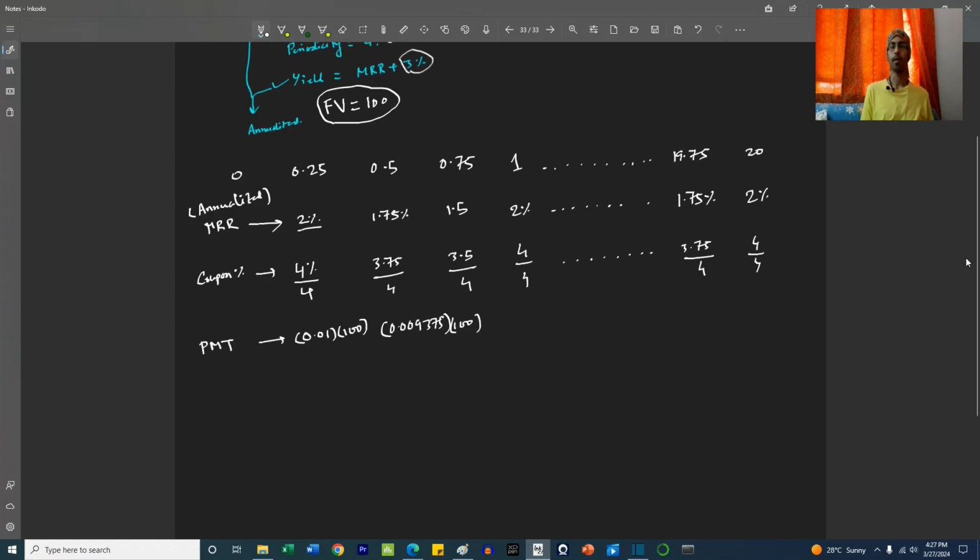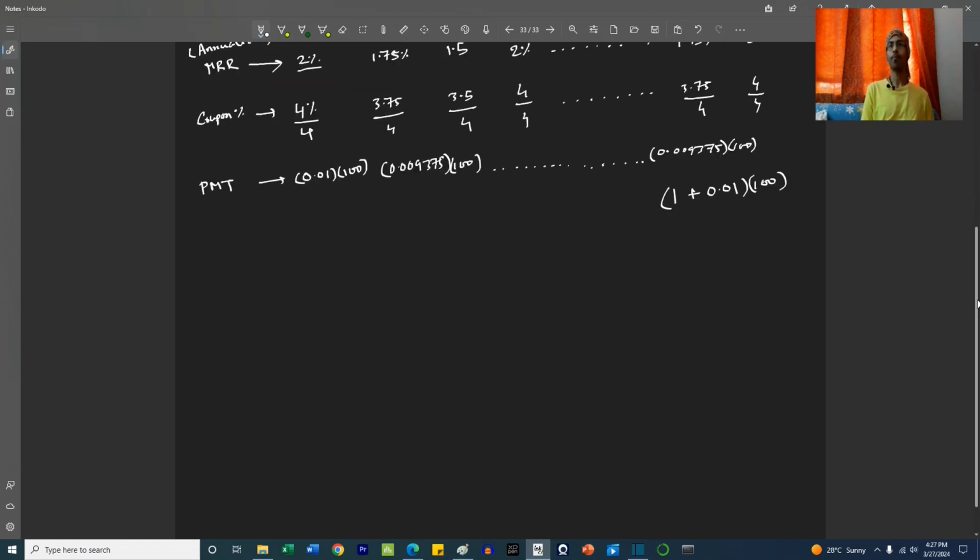This will be the second period. Like this, the payments will go on till period 19.75. This will again be 0.009375 into 100, right? And the last period will be the last periodic coupon plus the future value. So this will be 0.01 plus 1 into the future value, which is 100, right?